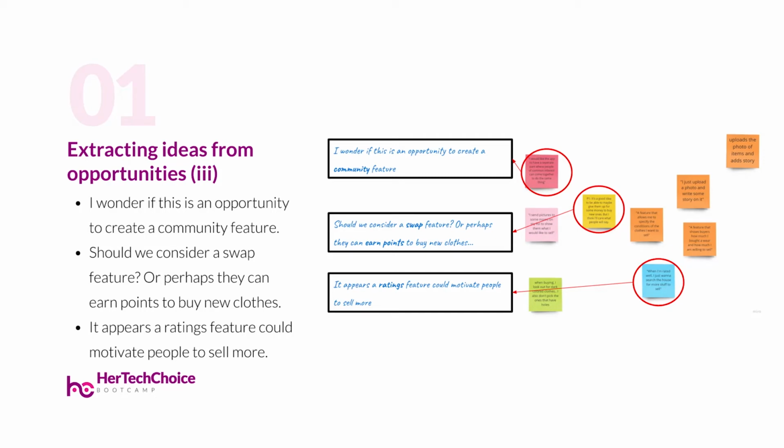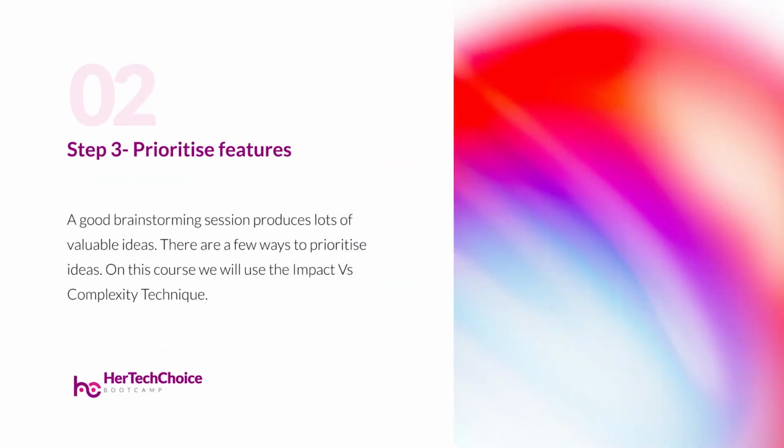And this one says, when I'm rated well, I just want to search the house for more stuff to sell. It appears a rating feature could actually motivate people to sell more. Then step 3 is to prioritize your features.